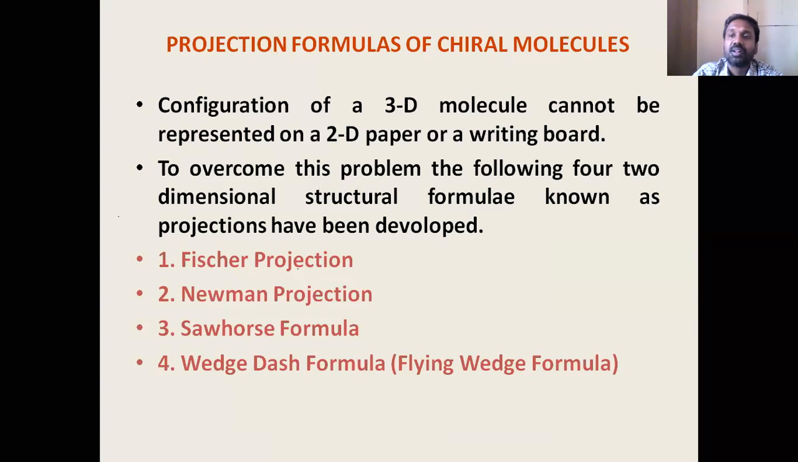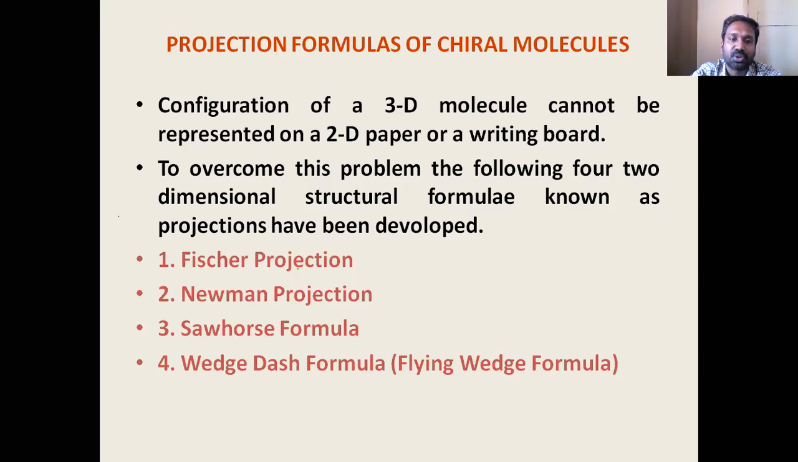Fine. So what is the solution we have devised? Projection formulas. What is a projection formula? A configuration of a molecule that is 3D is represented on a 2D paper. In organic stereochemistry, we have 4 different projection formulas, which are called Fischer projection, Newman projection, Haworth projection, and wedge-dash formula. Wedge-dash formula or wedge-dash projection is also called flying wedge formula or flying wedge projection.